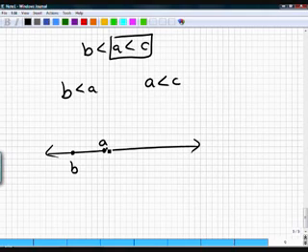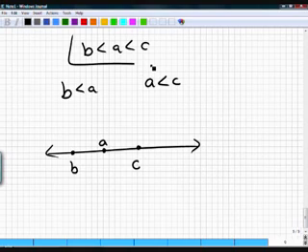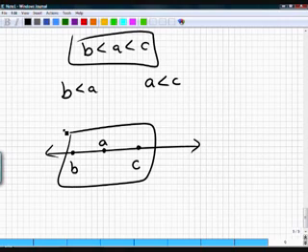So if A was somewhere to the right of B, where does that mean C is? To the right of A. So this, B is less than A is less than C, means that A is between B and C. That's pretty much all it means. Does that make sense? B is less than A is less than C.